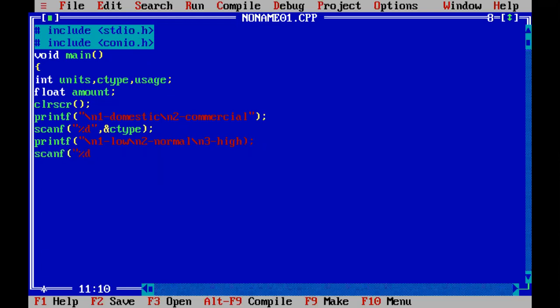Scanf percentage d comma ampersand of uses. First of all you have to take the customer type. So what is the problem? Here we must use the customer type. If customer type is equal to 1, then only we consider that the customer is a domestic customer. In the case of domestic, again we classify as low, normal, and high, so again you have to check usage. If usage is equal to 1, amount equals units, it is necessary to read the units also, units into 1.25.